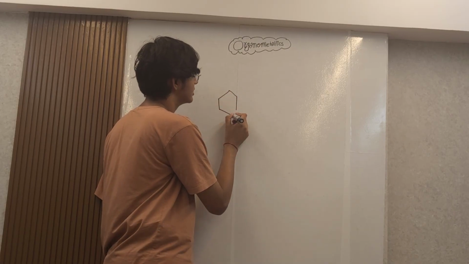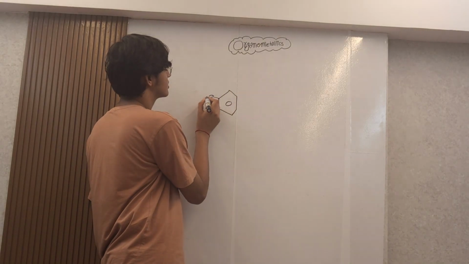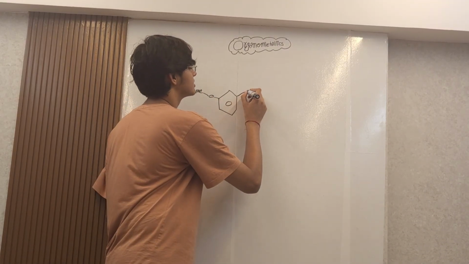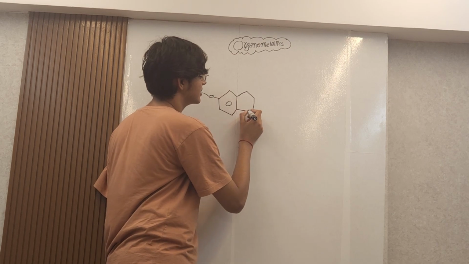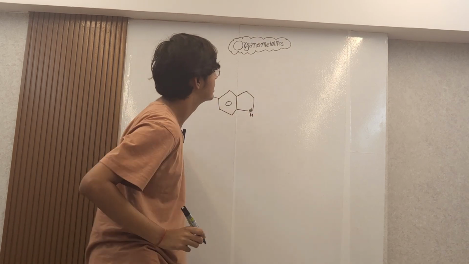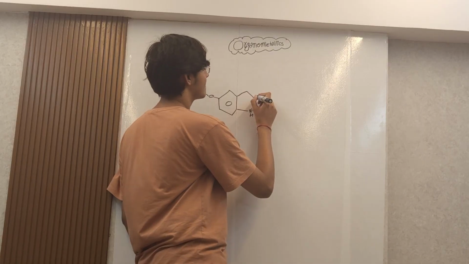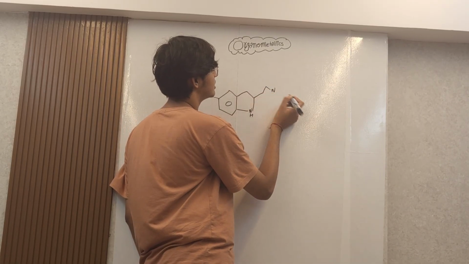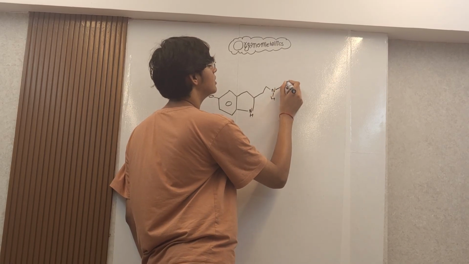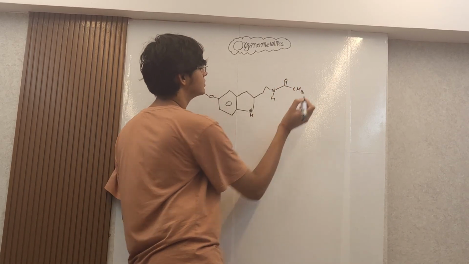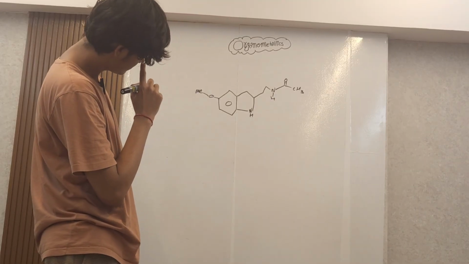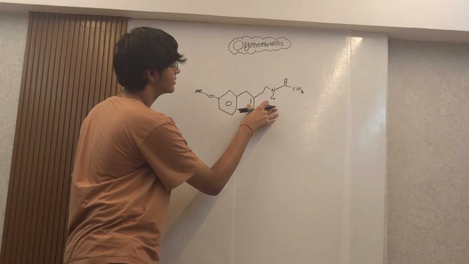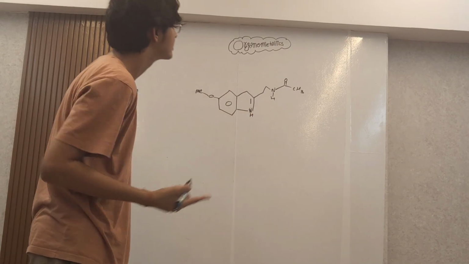It's a benzene ring. I think it has an oxygen over here and a methyl group. And then it has something like this. God, please be correct. And then it goes something like this. Yeah, it looks something like this. Oh, I think it has this. Yeah, it has a double bond over here. So this is what melatonin looks like.